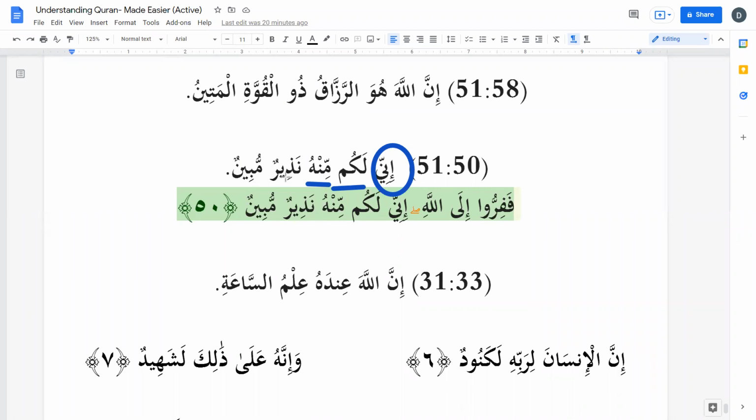Nadhirun mubinun is khabar, and look closely. These are matching in all four properties. Nadhirun mubinun: rafa with un, both singular, masculine, and the type is common. So nadhirun, mubinun, both matching in four properties. So these are mawsuf and sifa coming as a single khabar. Okay.